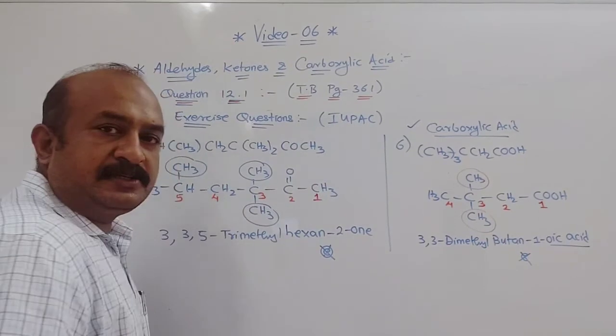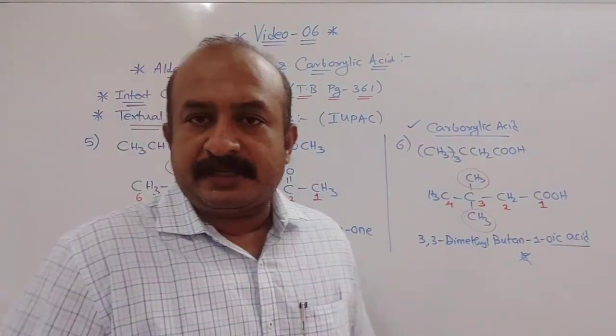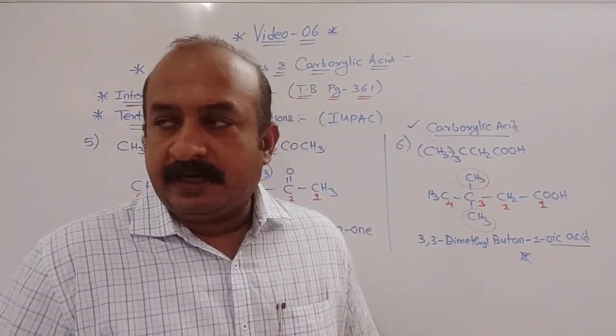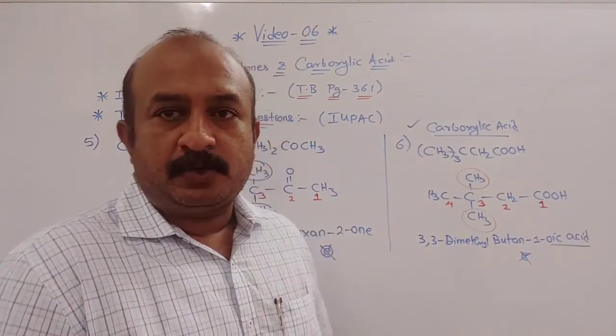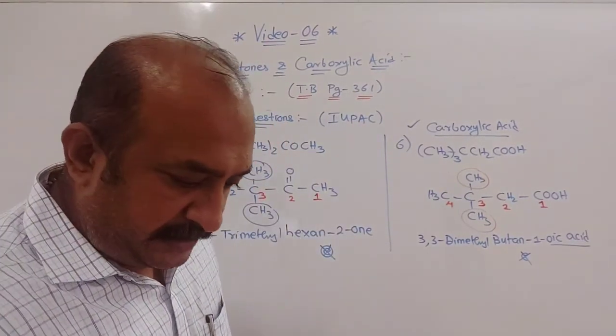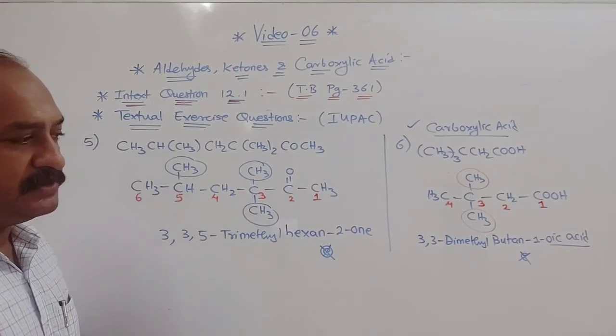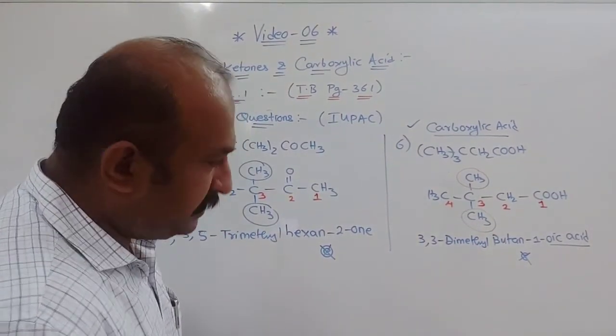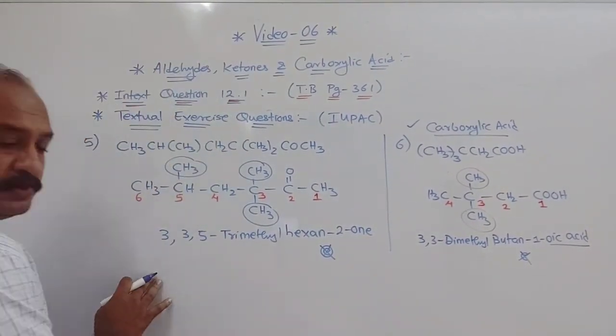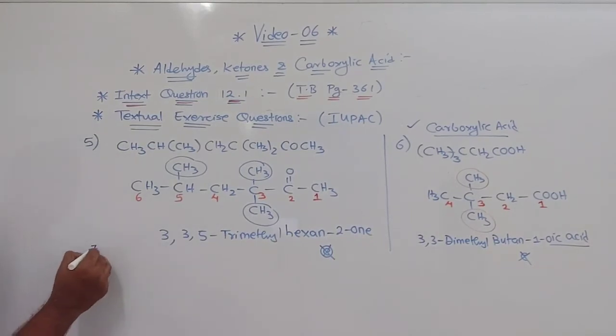OIC acid is the suffix used for carboxylic acid. Don't say oic acid. Actually, it is OIC acid. You have to pronounce it as OIC acid. Okay. So this is the answer for the 6th one. Then the 7th one we will see here. I think you will be able to watch. See, the 7th one, what is written there?